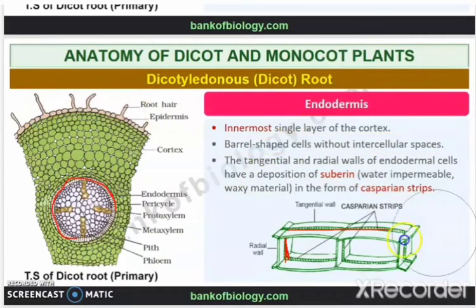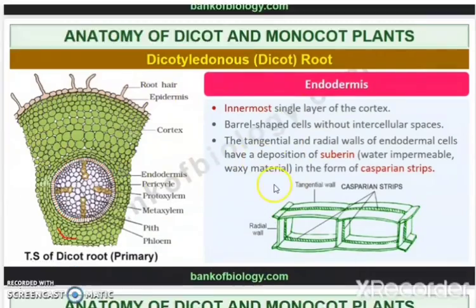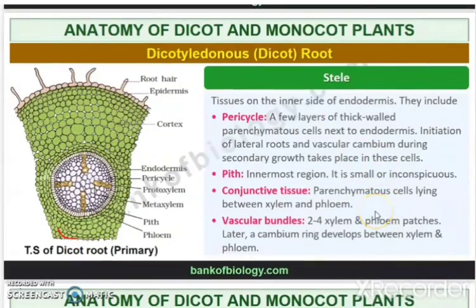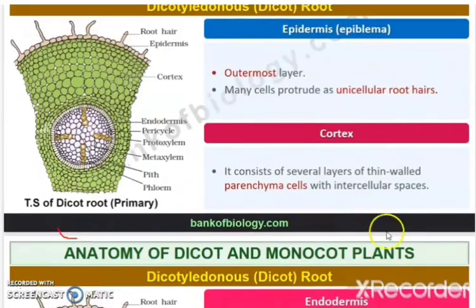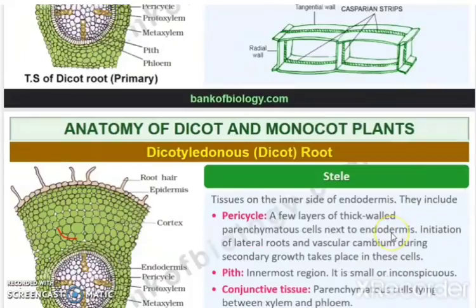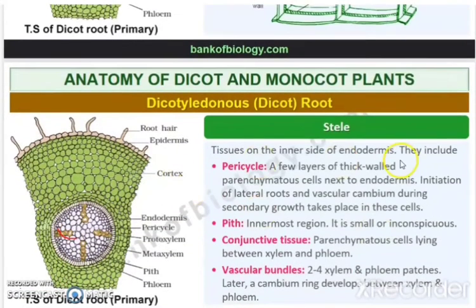Now let us move on to the next part. So, we have finished with the cortex, that is cortex, epidermis and endodermis. Now let us move on to the next part, which is the stele. Okay, so the stele, as I said, it includes the pericycle, pith and the vascular bundles. Okay, so we will learn about each of them in detail.